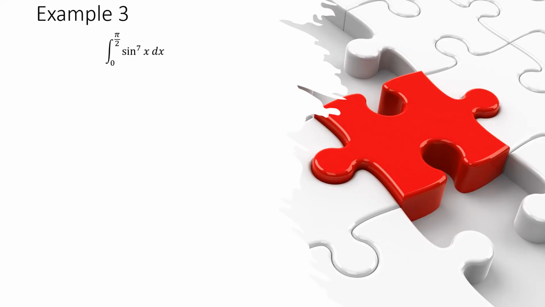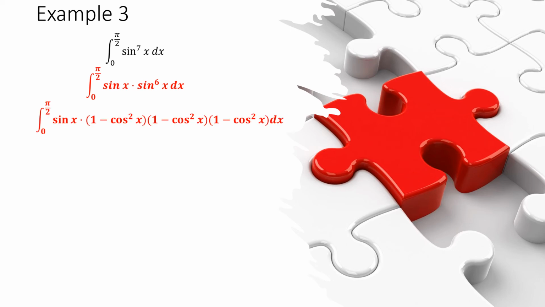Example 3, we want to integrate sine to the 7th x dx from 0 to pi over 2. All right, so again, because it's odd, I'm going to separate one of those out. So I have sine x times sine to the 6th x dx. I'm going to change the sine to the 6th using the Pythagorean identity, and I have to do it 3 times, because remember, your Pythagorean identity is squared. Then I'm going to do a simple u sub. So u is cosine x, so du is negative sine x, or negative du is sine x dx.